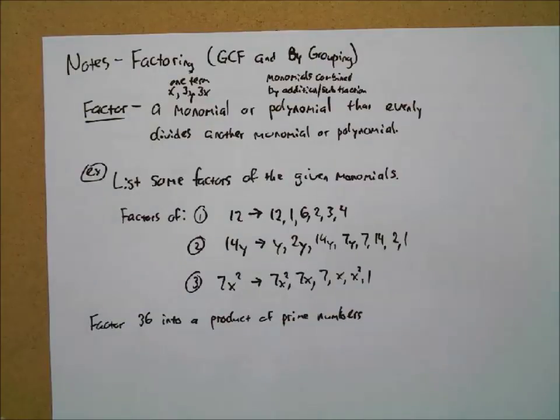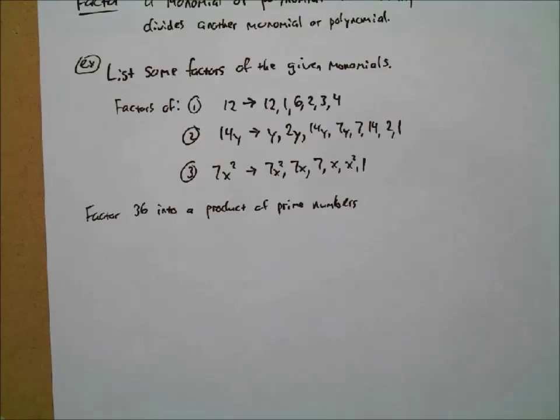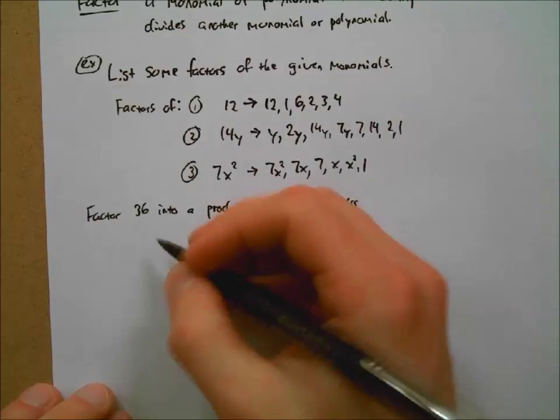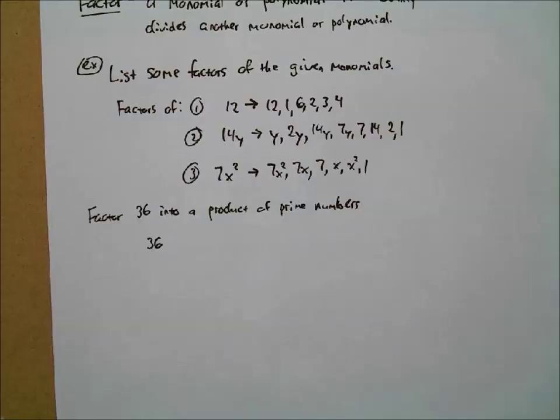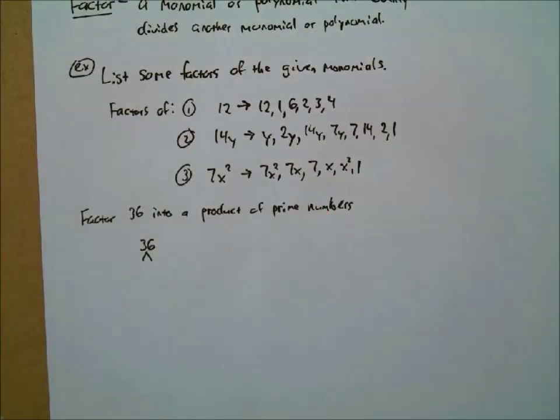Okay, factor 36 into a product of prime numbers. So if you get stuck, for example, if you look at the number 36 and you're not really sure how it breaks down, or what we can divide it by, well, every number can be broken down into a unique product of prime factors. Okay, so for example, 36, what can we break that down into?